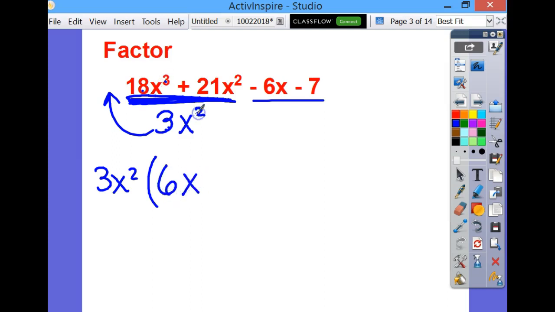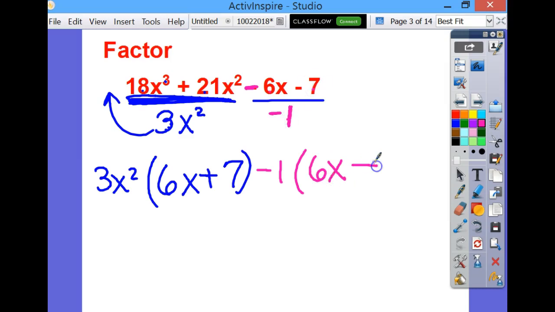And x to the third divided by x squared cancels out all but one of those. 21 divided by 3 is, and the x squareds cancel each other out. What divides 6 and 7? 1. If this sign right here is negative, you need to factor out a negative 1. So I factor out a negative 1. Negative 6 divided by 1 is 6, and it has an x. Negative 7 divided by negative 1 is positive 7.